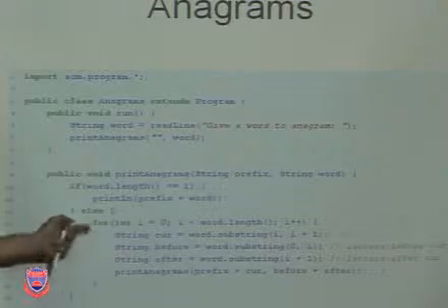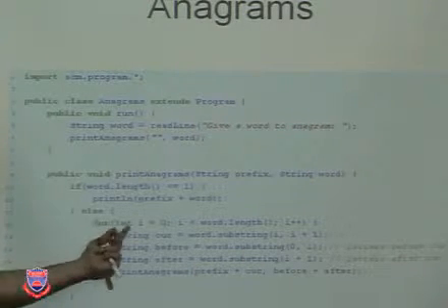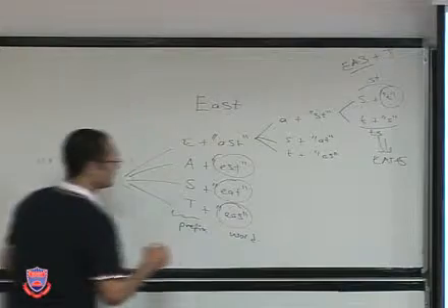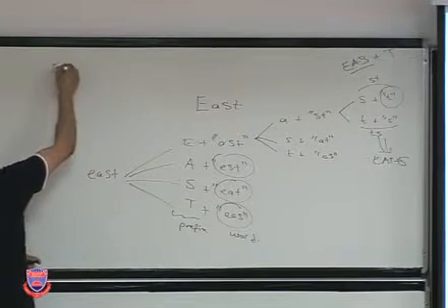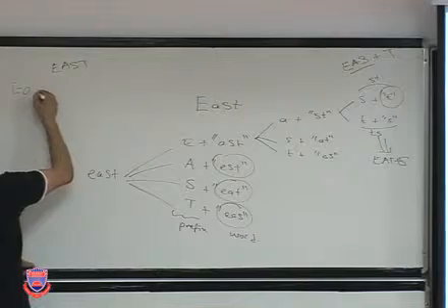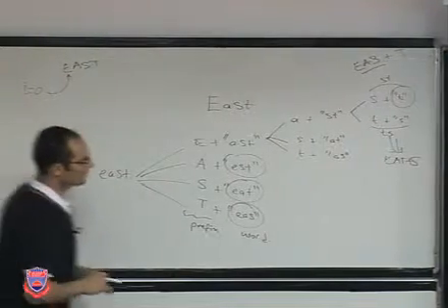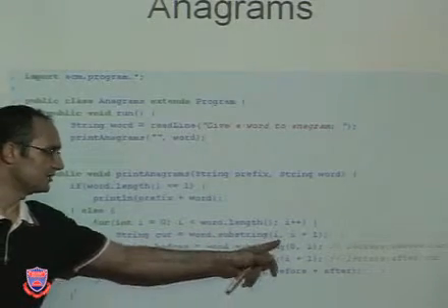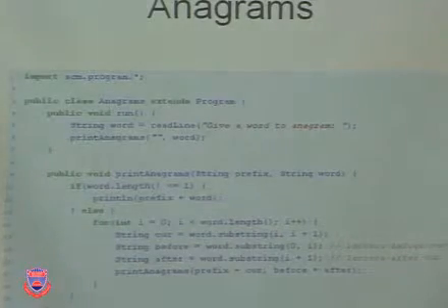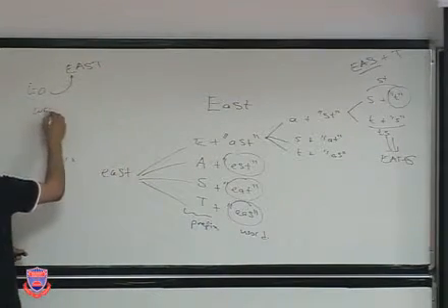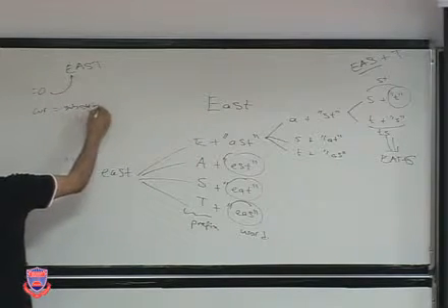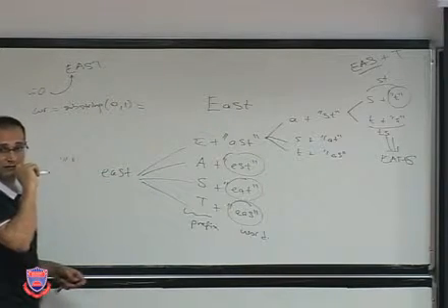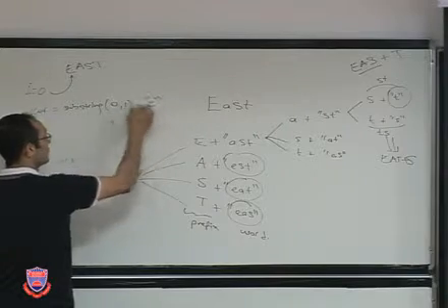And if you look into the else part, which is the recursive part, basically you have for int I equals 0, so you get the word's length, right? And then for each letter in the word, in east, I is going to be equal to 0, meaning that you'll get E. So what's it going to be? The current is going to be identified by word dot substring 0 to 1, right? Current is going to be substring 0, 1, which is equal to E.